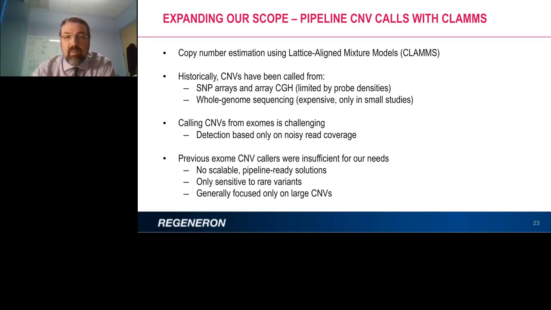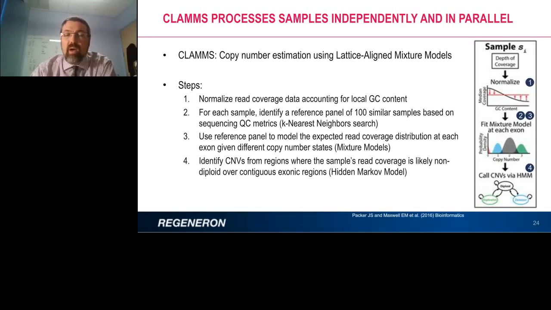In looking at the previous exome CNV callers for our needs, we're working at large scale, so we need scalable pipeline-ready solutions. We're interested in common disease and rare disease, so we need both rare variants and common variants. And we need to get CNVs down to high resolution, down to single exon resolution, ideally, and maybe even below. So we approached this problem with the idea that we could do something uniquely impactful and interesting here because we had a data set that had such great QC.